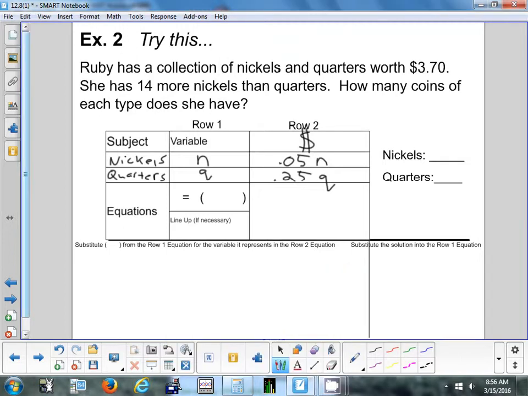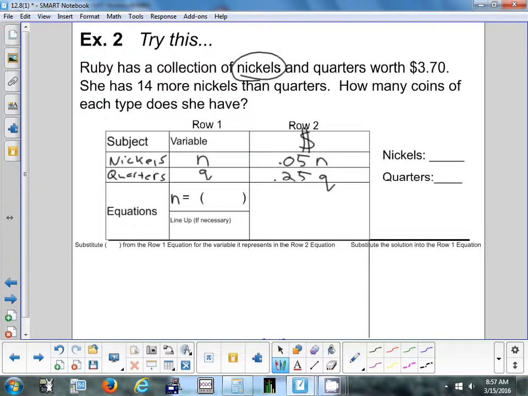All right, so now we've got to set up the row 1 equation. Does anybody think they got the row 1 equation? Some people already had it. Zach got it: n equals q plus 14. Perfect. I put n equals q 14, so put plus. Use the trick Mr. Roy gave you: whatever coin comes first, put that letter by itself.